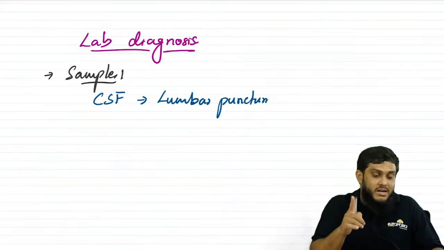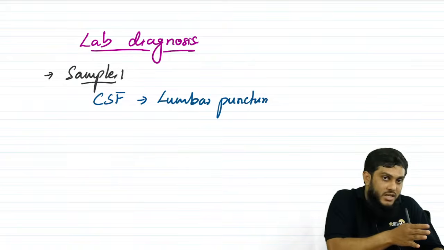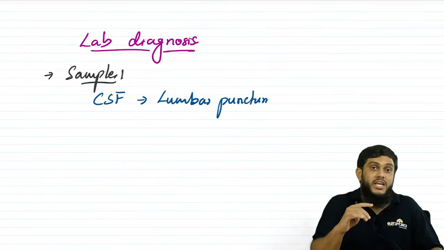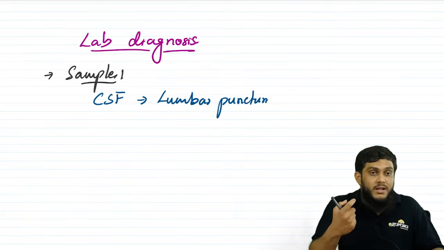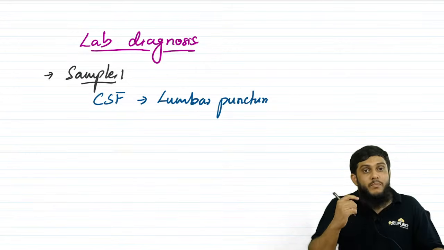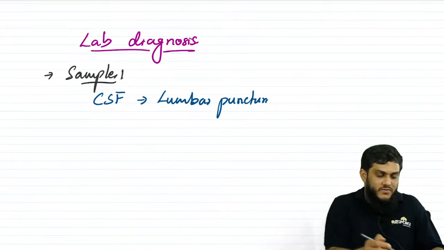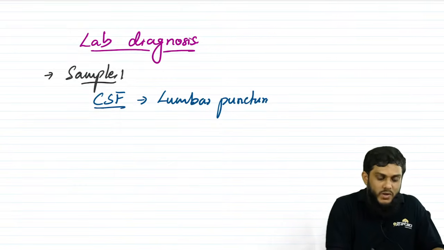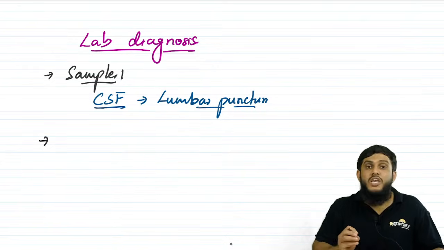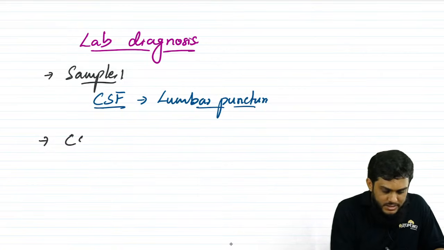The patient should be in the lateral recumbent position. The patient should lie down and turn laterally, and then flex the hip, knee and also the body. Then the clinician will introduce the needle between L3, L4 or between L4, L5, and collect the CSF sample. So CSF sample is collected by doing the lumbar puncture. Once the CSF sample is collected, the first thing we do for lab diagnosis is CSF analysis.